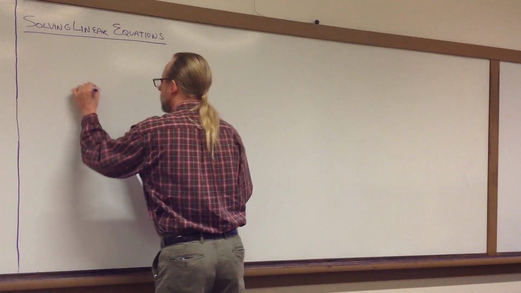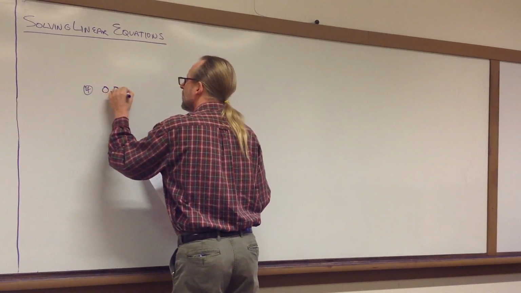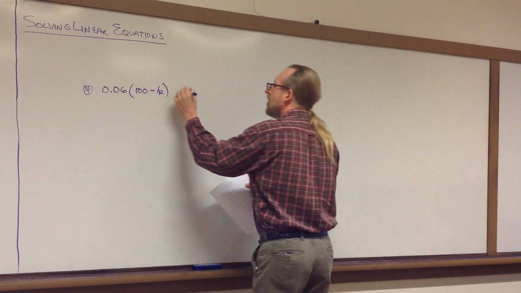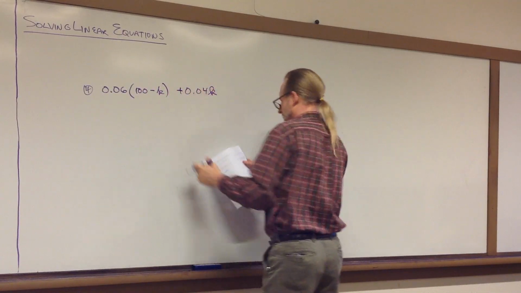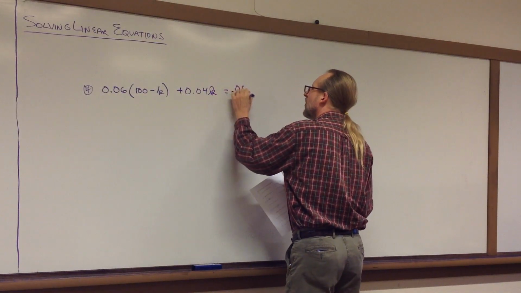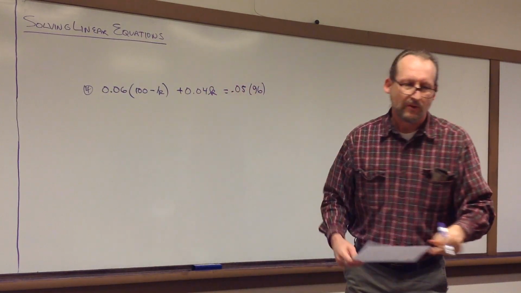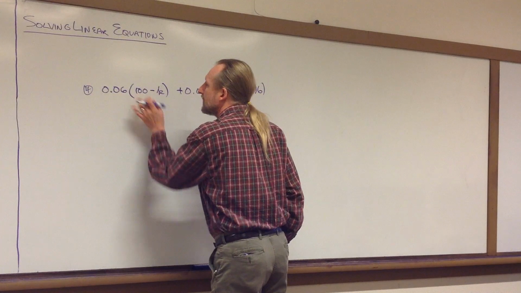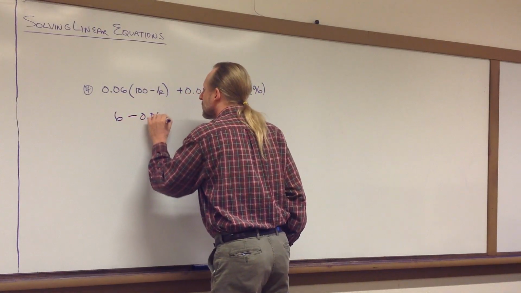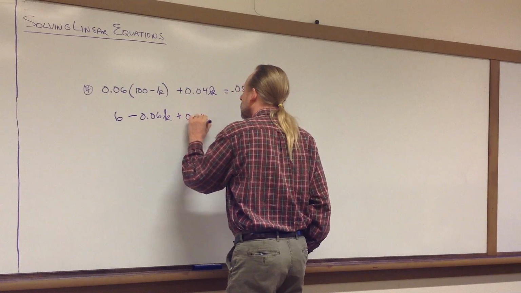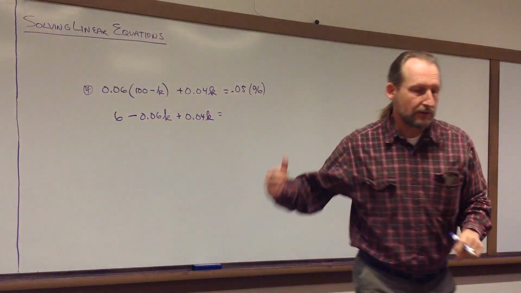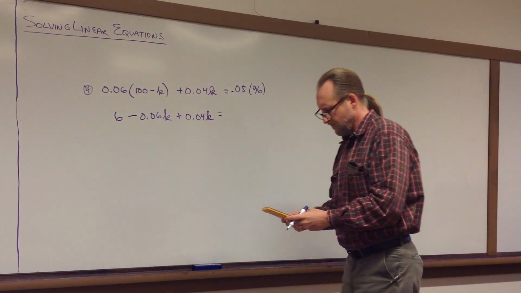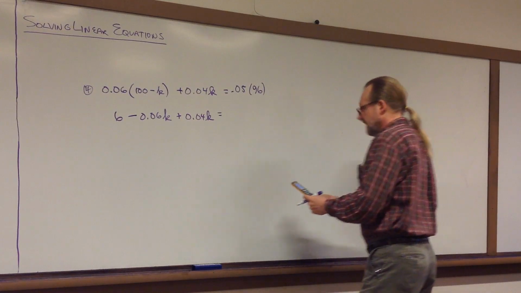All right, let's look at problem 4. 0.06 times (100 minus k) plus 0.04k equals 0.05 times 96. All right, so we've got some distributing and some multiplying to take care of. 0.06 times 100, and I encourage you to use the calculator to make sure that you're not making any errors. And I'll do that for this one. This one's a little bit trickier than 100 times 0.06. This one is 0.05 times 96, and that's going to give us 4.8.